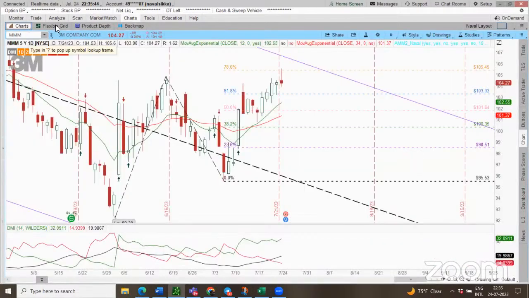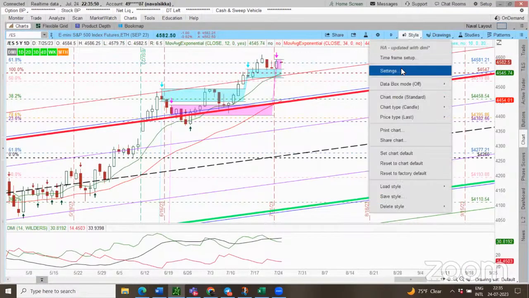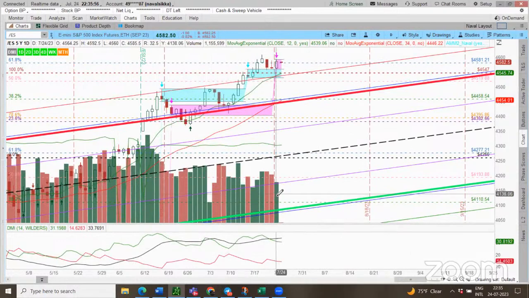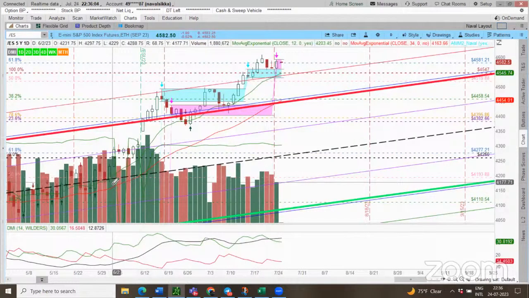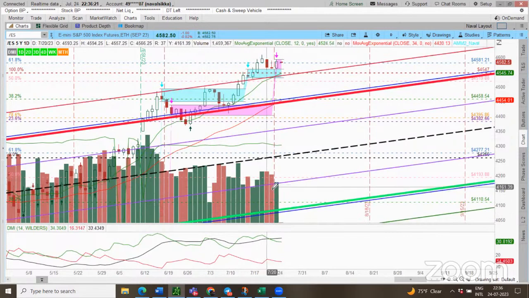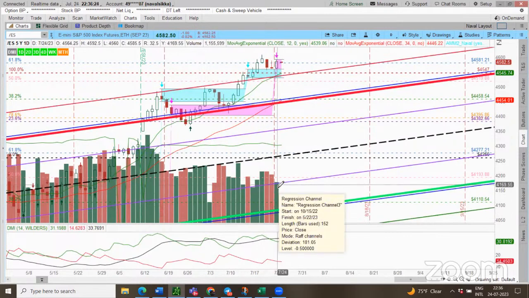Let me go to the chart and just show you ES. I'll add the volume. If you look at the volume today, this was only 1.1 million. Like if you see in the last maybe 2-3 months, this is the second or third lowest volume. And the lowest volume was because of the Independence Day half day. That's the 3rd of July. Otherwise, this is like the lowest volume which was happening on trades.